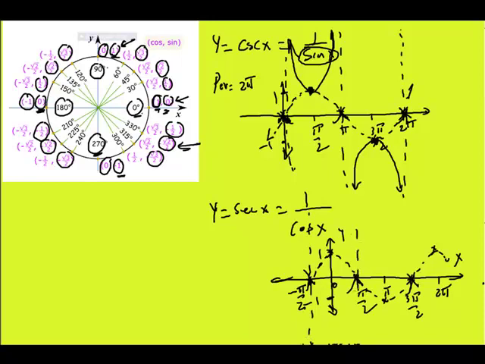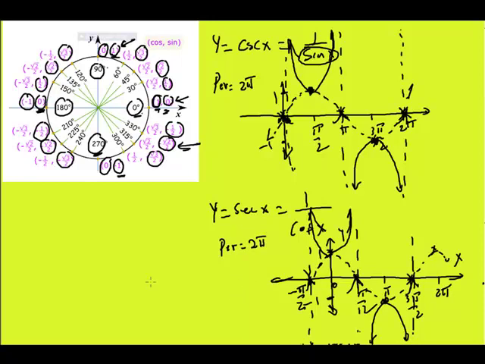Because I have a denominator, my denominator can never be 0. And then 1 over cosine means to flip the cosine curve. So when I flip this up, it looks like a parabola. And I take this, flip it down, it looks like that. And of course my period is 2 pi also, or 360 degrees.